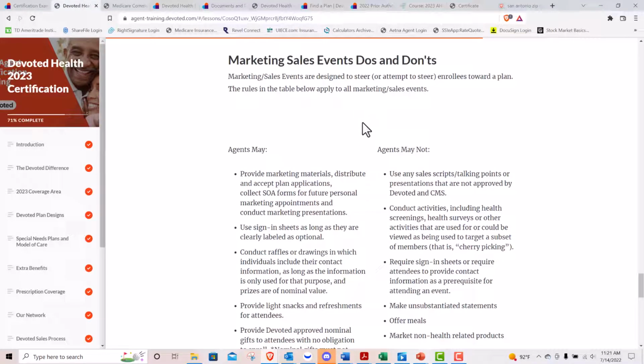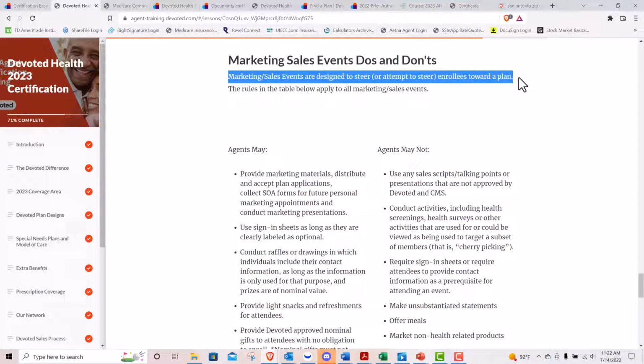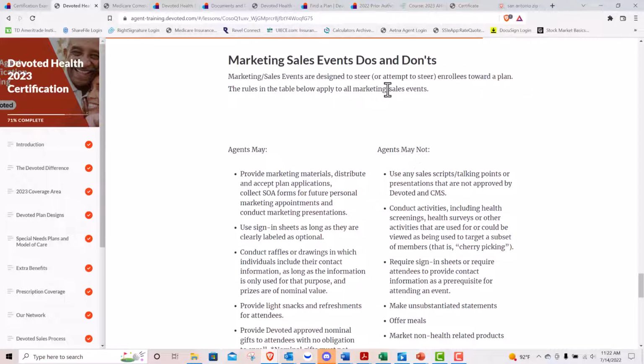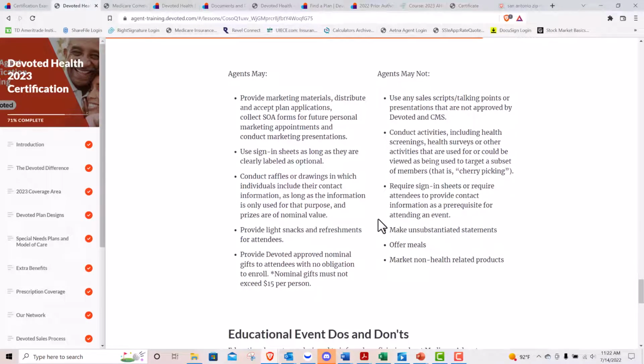All right, so marketing, sales, events. These are things that you can and cannot do. And remember, this is actually an event that is designed to steer enrollees toward a plan. So you're actually promoting this plan essentially. And this is something you can only do during sales marketing events, which are registered by CMS, or if you have an in-home appointment with someone.